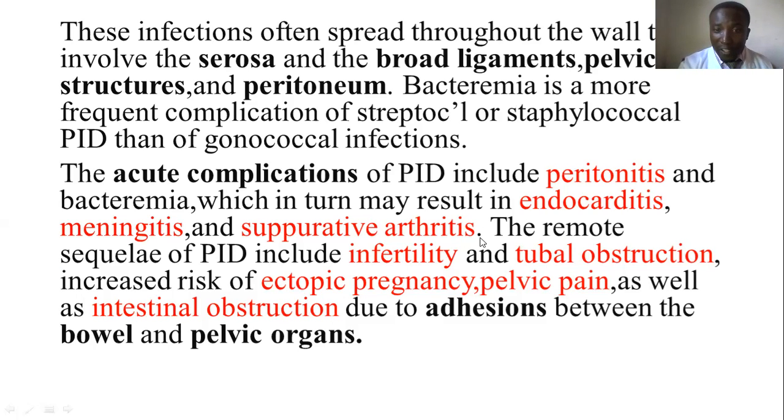So arthritis is the inflammation of the joints. Now suppurative, I had already explained it. Suppurative means pus formation. Now we are going to end up with inflammation of the joints with pus formation in the joints. That is what we are calling suppurative arthritis. Now, let us proceed from here.